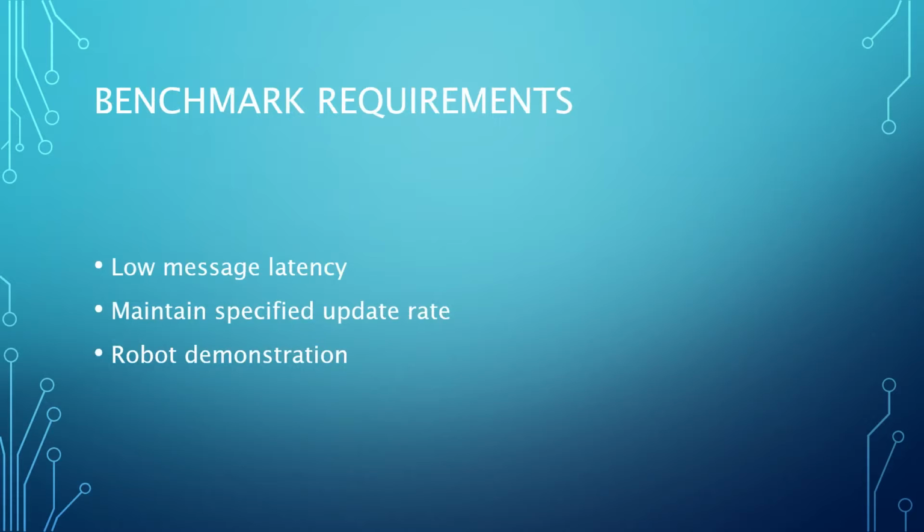Lastly, we have a few benchmark requirements. First, we must have low message latency. On top of this, our program must be able to maintain a specified update rate, which is to say, we cannot have the message passing and general management take an incredibly long time. Finally, we must be able to demonstrate our framework on an actual autonomous robot.